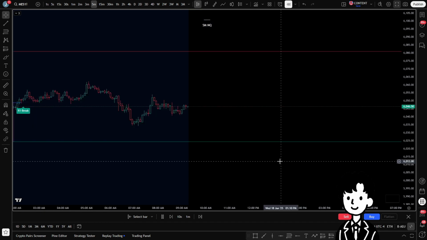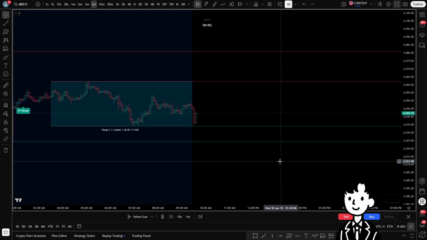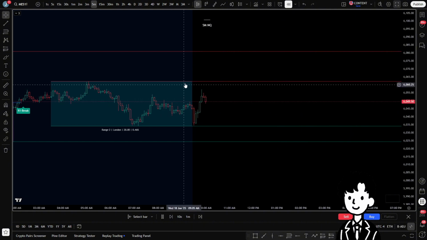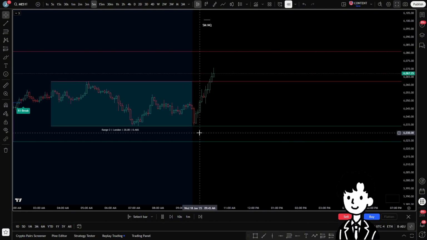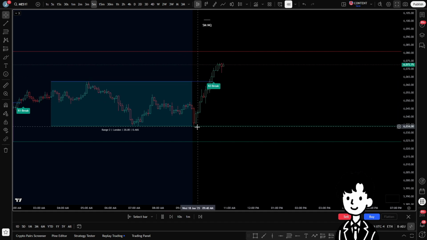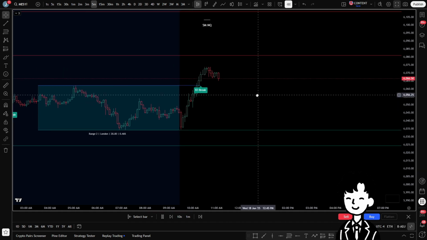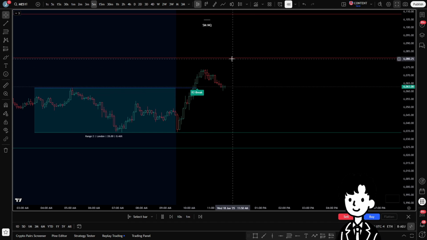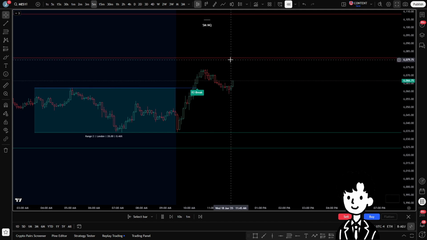Now, price is currently in London session. As London session finishes here, the highs and lows of the London session will print here, and then price will either break the high or low, and it broke the high here. And then you got the previous sessions from previous days, which I'll show you in the settings.